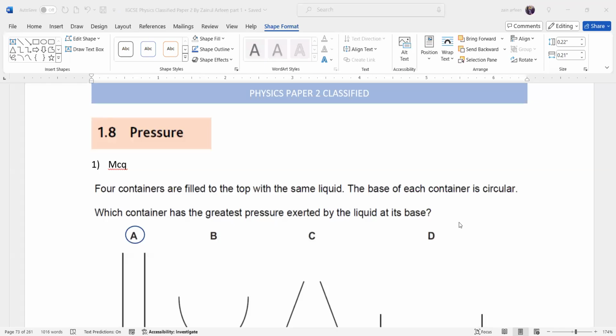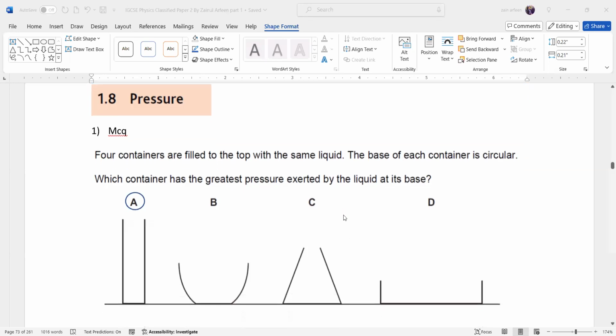So, classified paper, topic 1.8, which is related to pressure. Four containers are filled up to the top with the same amount of the liquid. Which container has the greatest pressure exerted by the liquid? So pressure exerted by the liquid depends on the density, depends on the gravity, and depends on the depth.